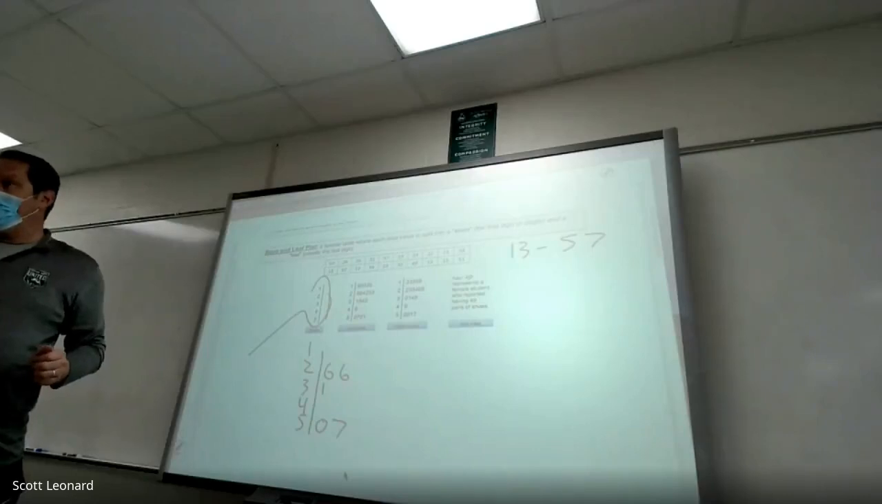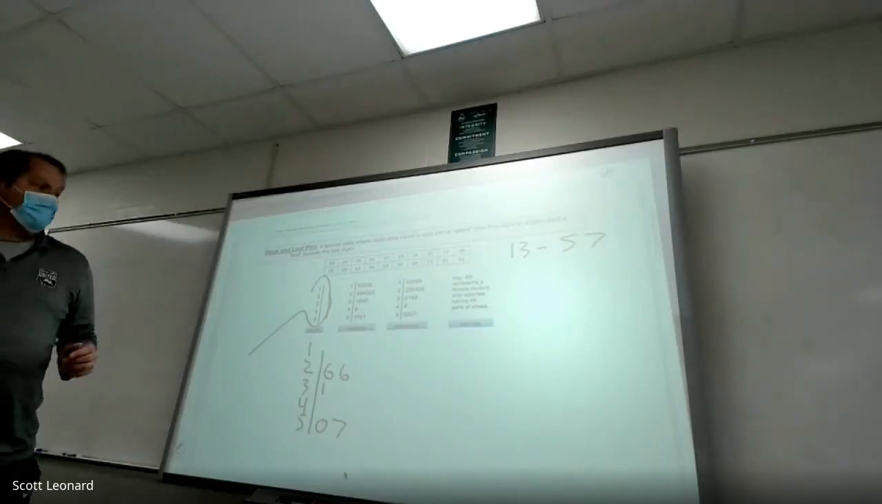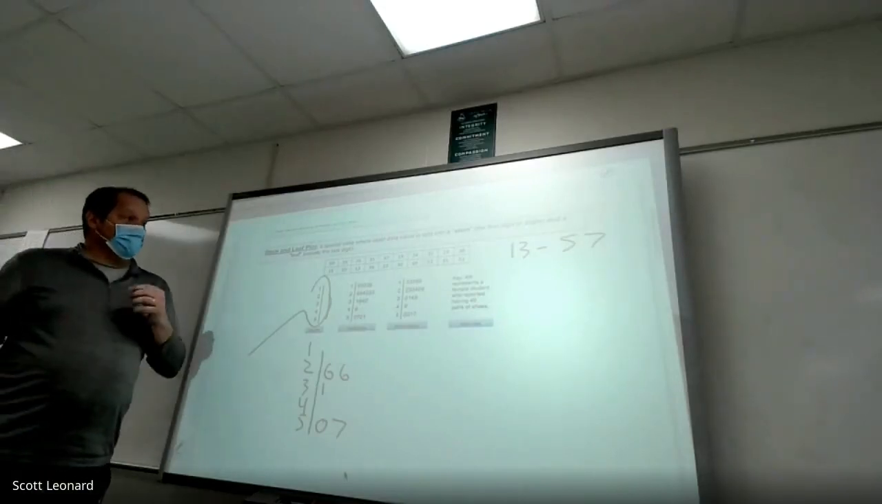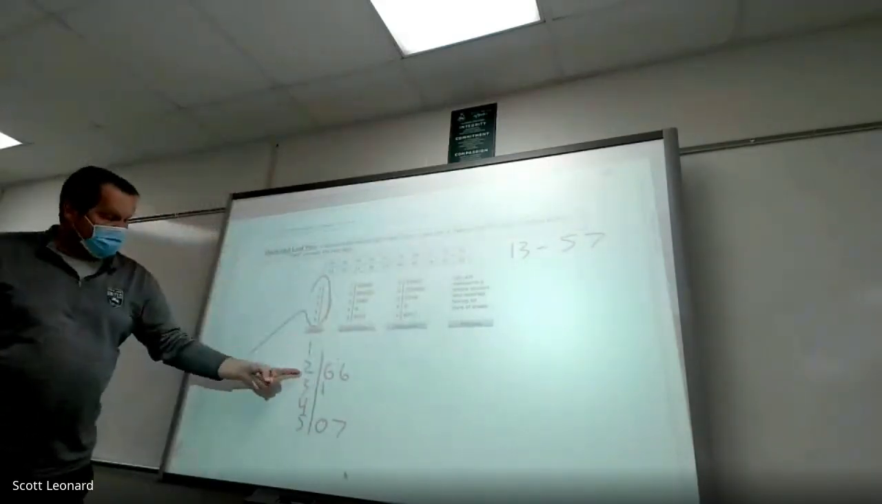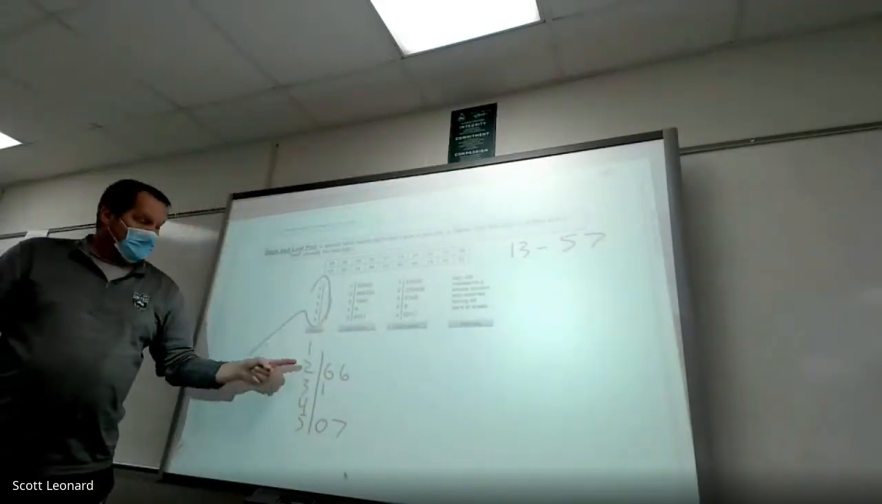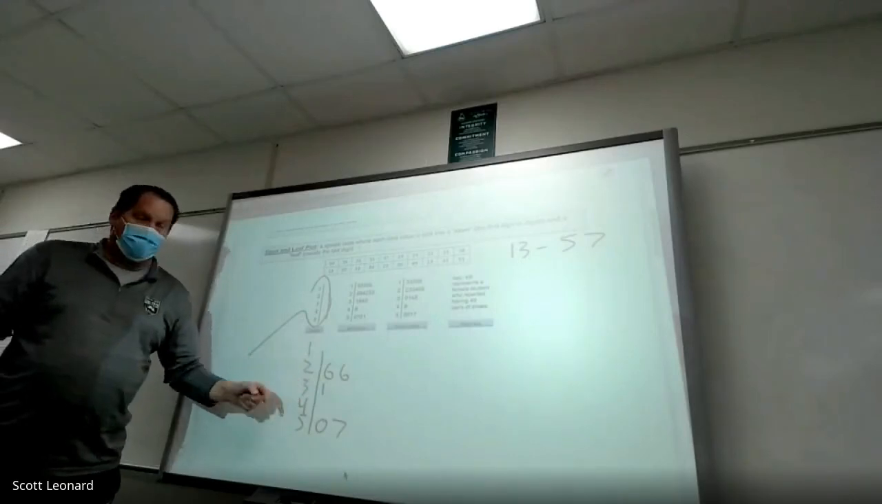Everybody following with me? Am I going too fast? What's that? Okay, so as we go through this data here, all these numbers are 2-digit numbers. Their first digit is this column right here. 10s, 20s, 30s, 40s, 50s.